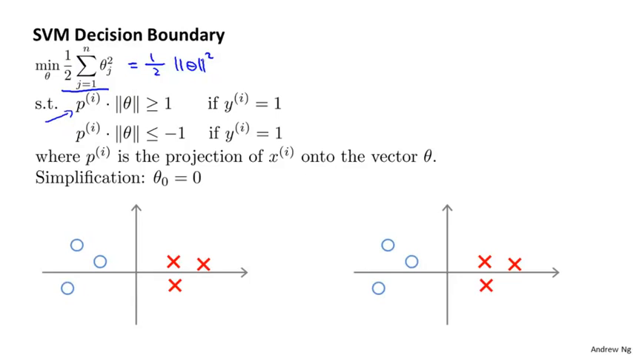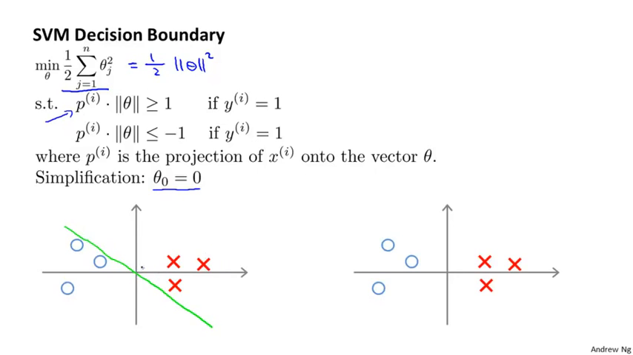So now let's consider the training example that we have at the bottom. And for now, continuing to use the simplification that theta 0 is equal to 0, let's see what decision boundary the support vector machine will choose. Here's one option. Let's say the support vector machine were to choose this decision boundary. This is not a very good choice because it has very small margin. This decision boundary comes very close to the training examples. Let's see why the support vector machine will not do this.